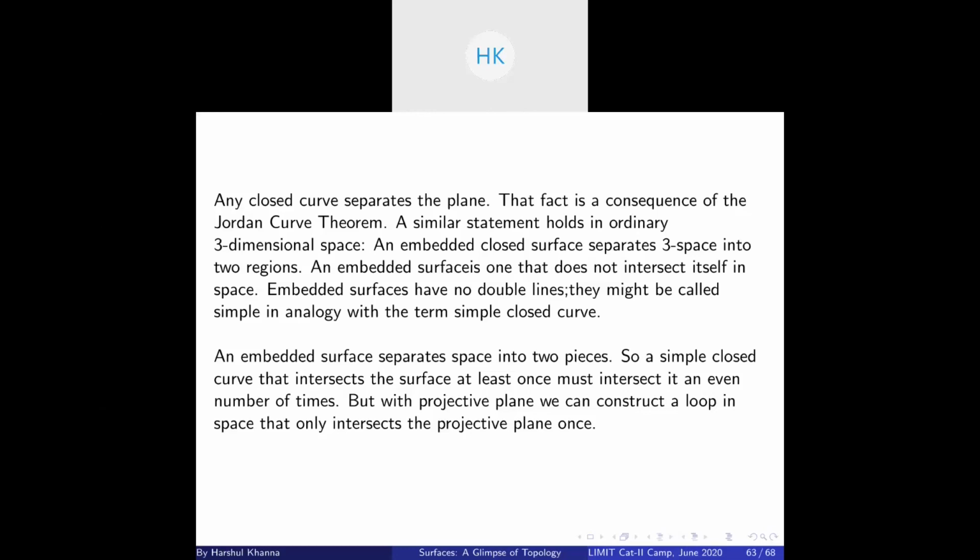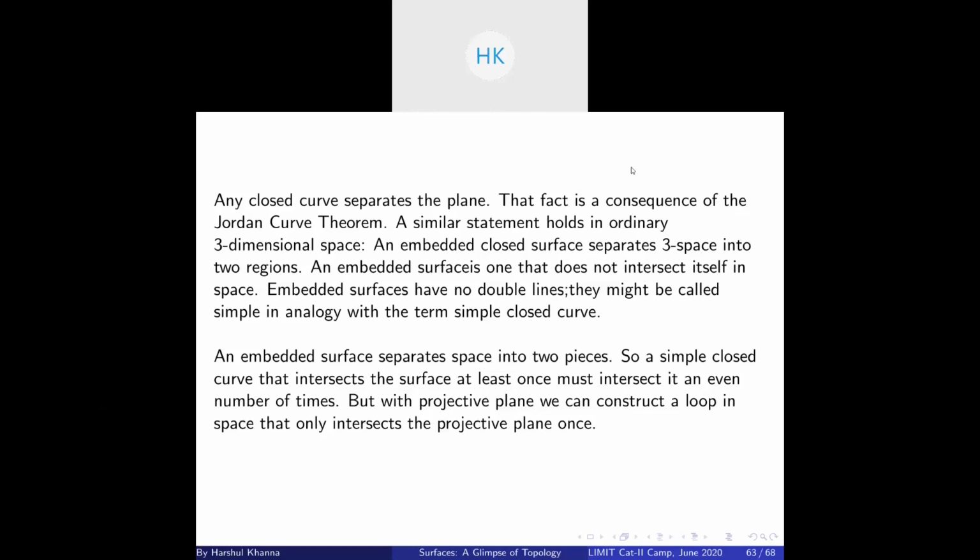So, an embedded surface separates space into two pieces. So, suppose you have a simple closed curve that intersects the surface at least once. Then it must intersect the surface an even number of times. Can you see why? So, let's say you start tracing the simple closed curve from one point. To return to the point again, because it is closed, you have to intersect an even number of times. Essentially, you have to exit and enter in pairs. Does everyone understand this statement? A simple closed curve that intersects the surface at least once must intersect it an even number of times.